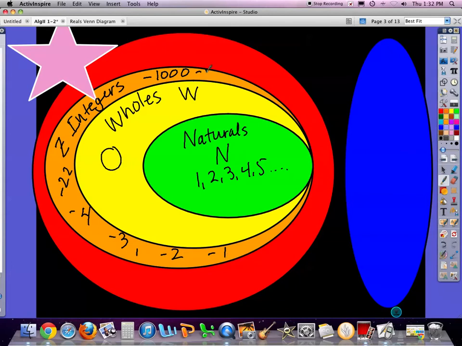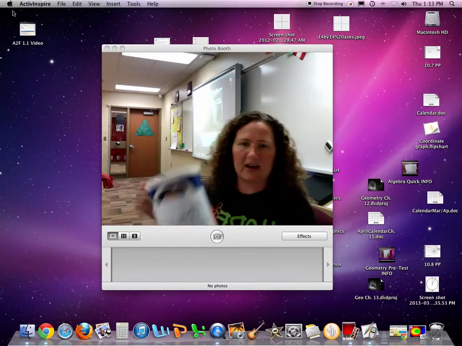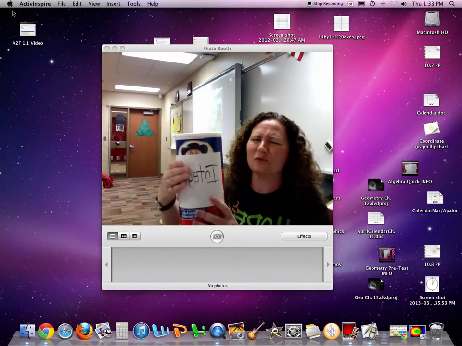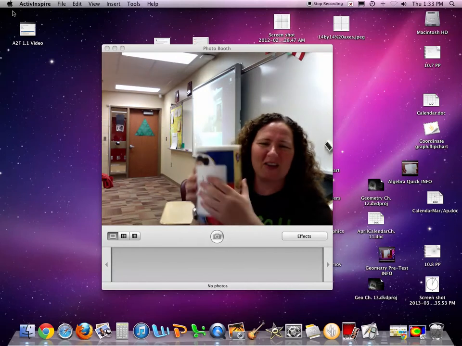I could even put -100 over 2. Well, -100 over 2 is -50. -50 would be considered an integer. All right, so let's move on to my diagram. Here's the integers. Oh, and integers should be abbreviated with a Z.